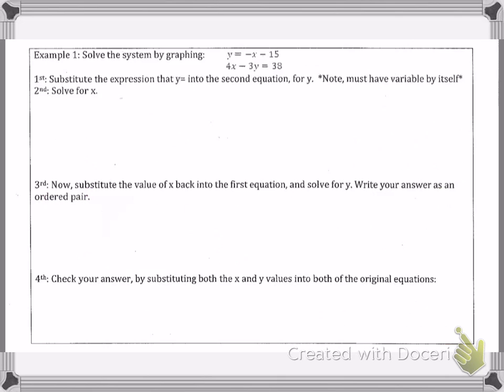So taking a look at example 1, I want to look at the two equations I'm given, and the top one in particular is going to be really helpful for the substitution method because it's solved for y. So following the steps that we have here for you, the first one is we want to substitute the expression that y equals into the second equation for y. So essentially we're starting with two equations with two different variables. And through the substitution process, we're going to substitute one variable for the other, eliminating the fact that there are two variables in one equation so that we can solve it.